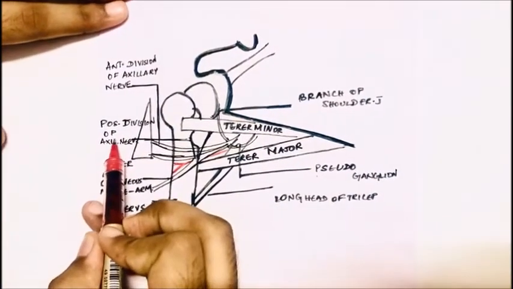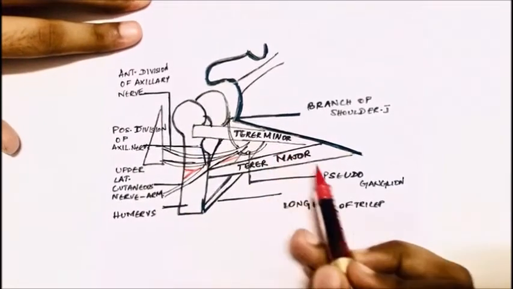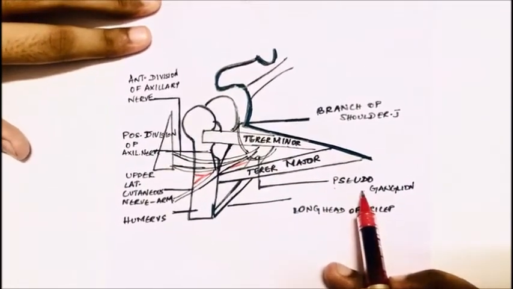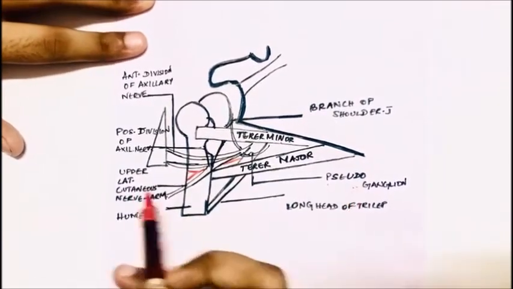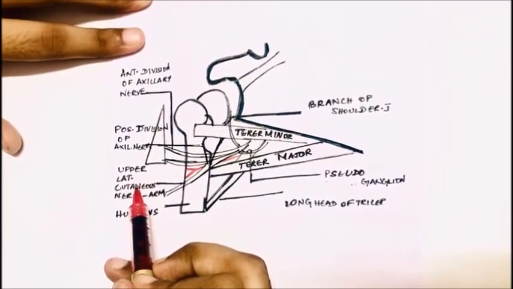The posterior division supplies the teres minor, which bears the pseudoganglion, and it supplies the posterior part of the deltoid muscle. It pierces the deep fascia to become the upper lateral cutaneous nerve of the arm.